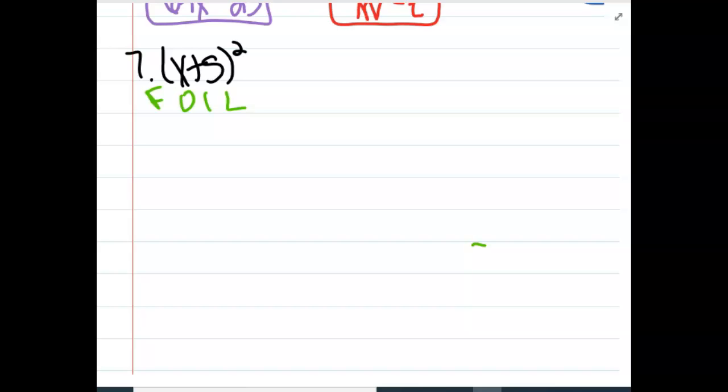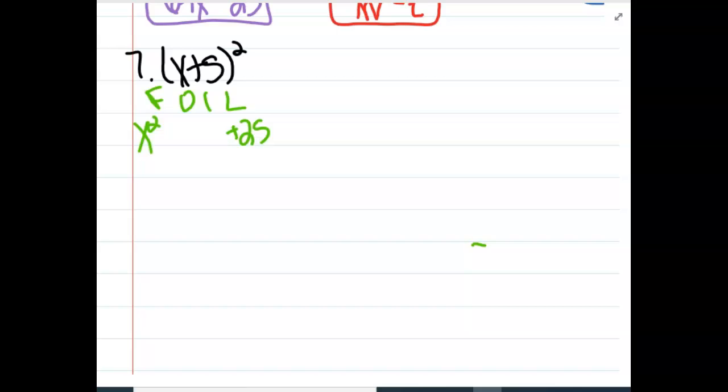So the F, when we FOIL this out, the first term in both sets of parentheses is going to be the same thing. So to find the F, you're going to take x times x, which is x squared. I like doing the F and then the L because they're simple. So jump to the L, because the last term in both sets of parentheses is going to be the same thing. It's going to be 5 times 5, the L is going to be a plus 25. So the F, x times x. The L, 5 times 5. Got that?